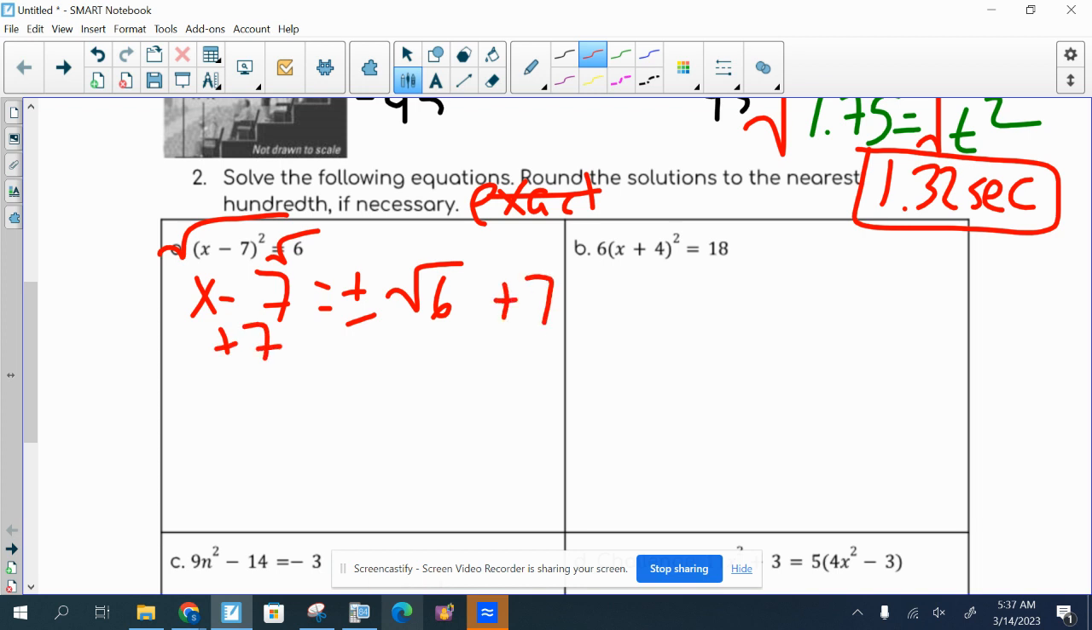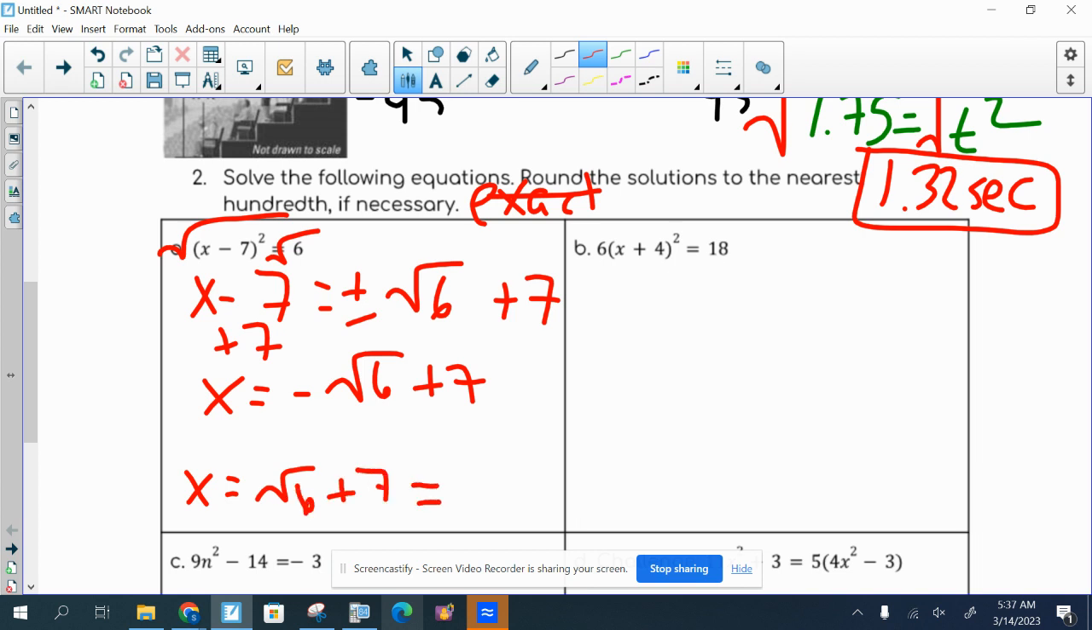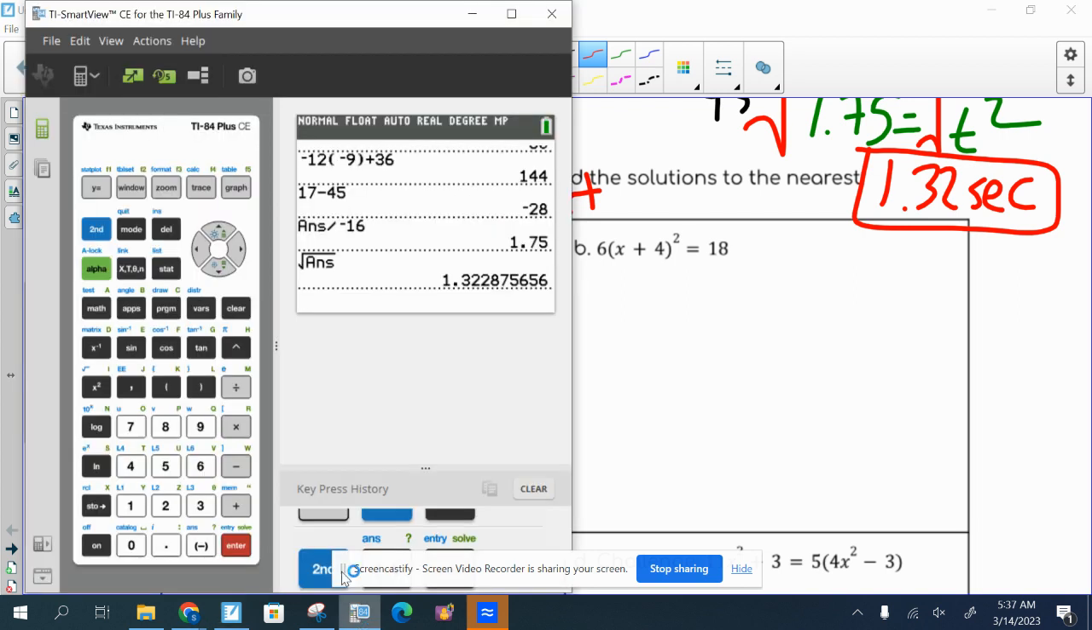I'm just going to add it to the end. So the answer would be either negative square root of 6 plus 7 or positive square root of 6 plus 7. So I'm going to figure out what both answers would be as decimals as well. And I don't do that until the end. So sometimes people type in the square root of 6 at the beginning, but don't do it until the end. Okay, just save it till the end to type it in your calculator.